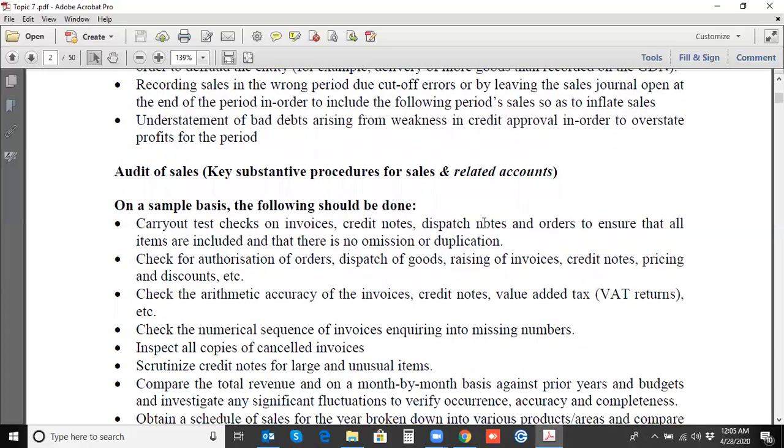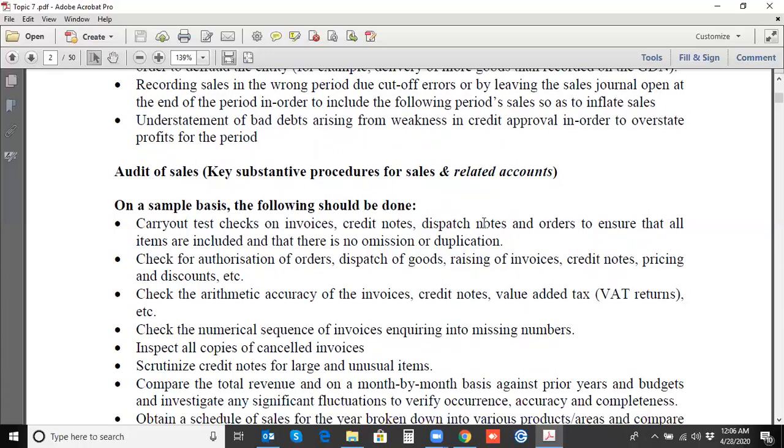For example, here you can clearly see that this person is trying to address the completeness assertion. I am carrying out a check on my invoices and maybe dispatch notes to make sure that all of them have been recorded in the financial statements. You can look at the sequential numbering of these documents. For example, if they are sales invoices, what is my first invoice for the financial year? What is my last invoice for the financial year? And are all sequential numbers included in my general ledger?